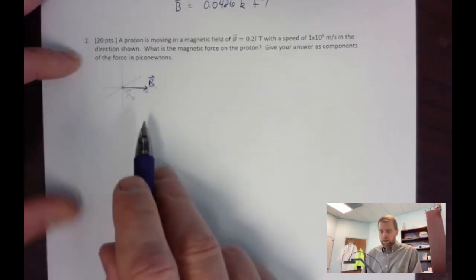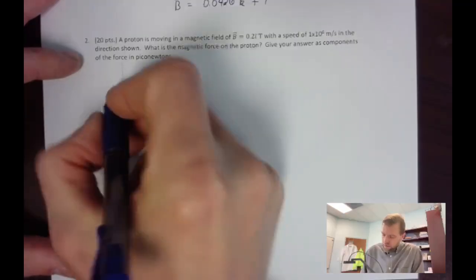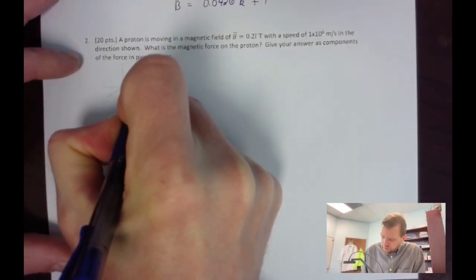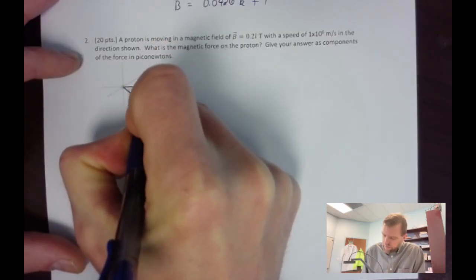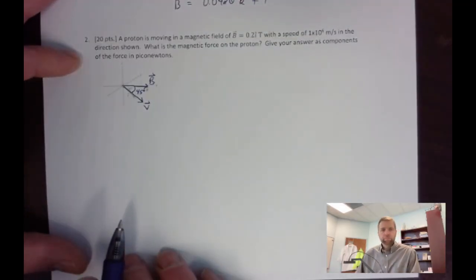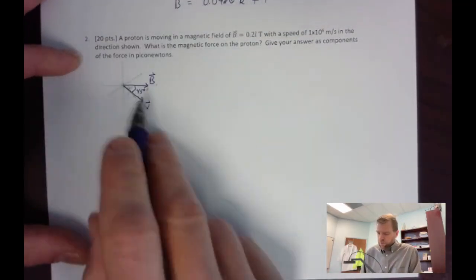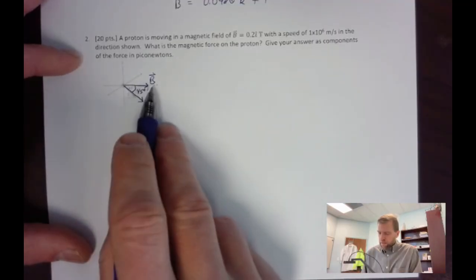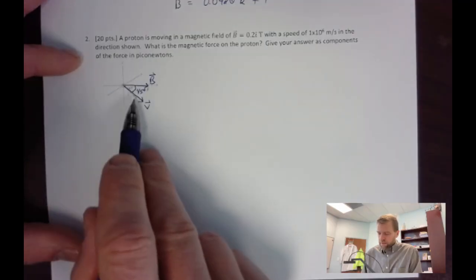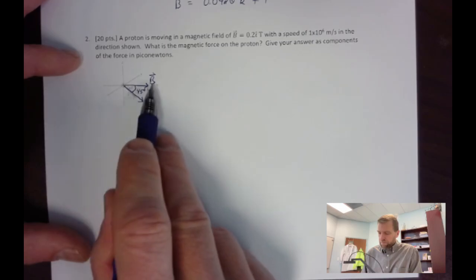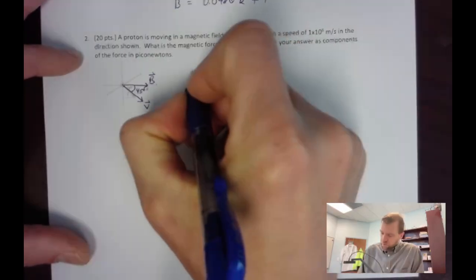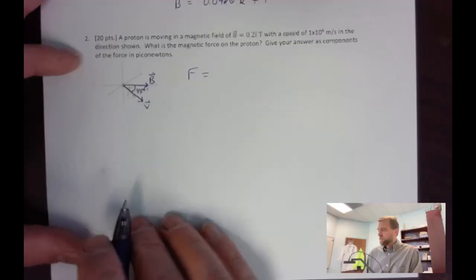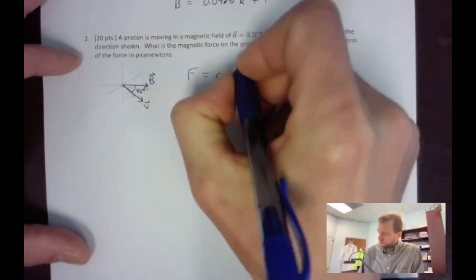In order to solve this problem, we need to notice that the velocity vector is pointing like this, and this angle is 45 degrees. So this is pointed at a 45-degree angle below the x-axis. This is 45 degrees between the x and the negative z-axes. So the magnitude of the force is simple to calculate.